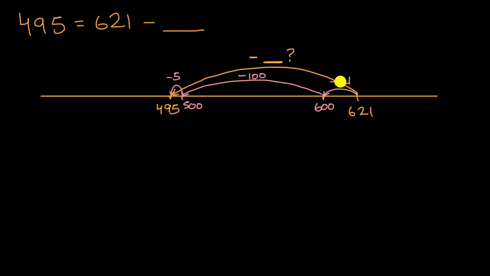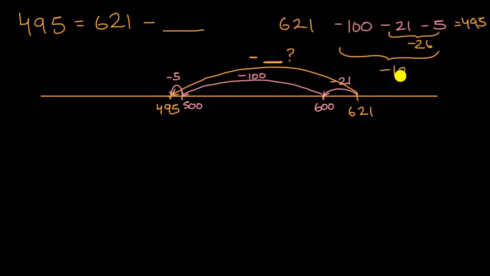I subtracted a total of 21, then I subtracted 100, then I subtracted 5. And so how much did I subtract in total? So let me put it this way. This is the same thing as 621 minus these things, that's equal to 495. So in total, if I subtract 21 and I subtract 5, that is subtracting 26. And so I subtract 126. So I subtracted a total of 126. So 495 is equal to 621 minus 126.